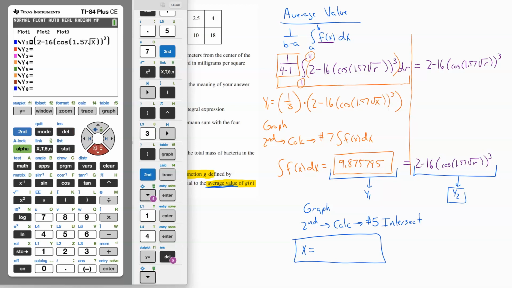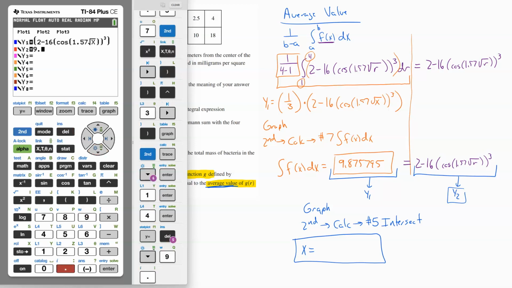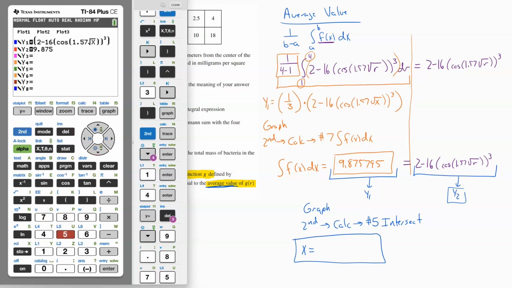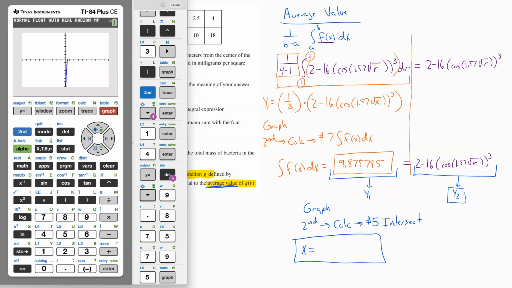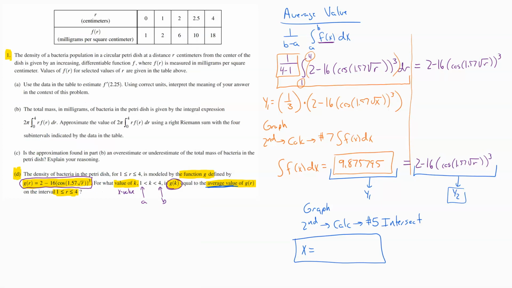And then I go down and I want to know when does that equal what we just got out, that 9.875795. So I've got y1, y2. I go ahead and graph those. And now I can see two intersects. But remember that the interval that we care about on this is only going to be from 1 to 4.